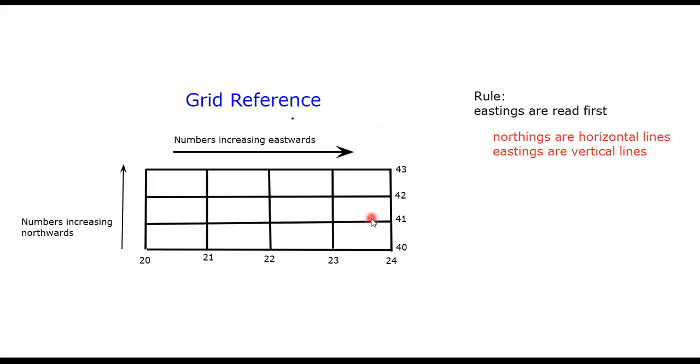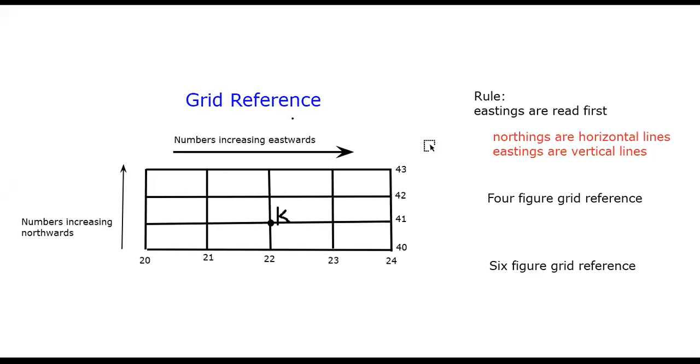Good. Now we need to locate places with this. For example, I'm going to pretend that I'm creating a place. I'm going to create K, that little dot right there. I'm just pretending that there is a K. Now, what would be the four-figure grid reference? We're going to do it two times. First, we're going to start with the four-figure grid reference.